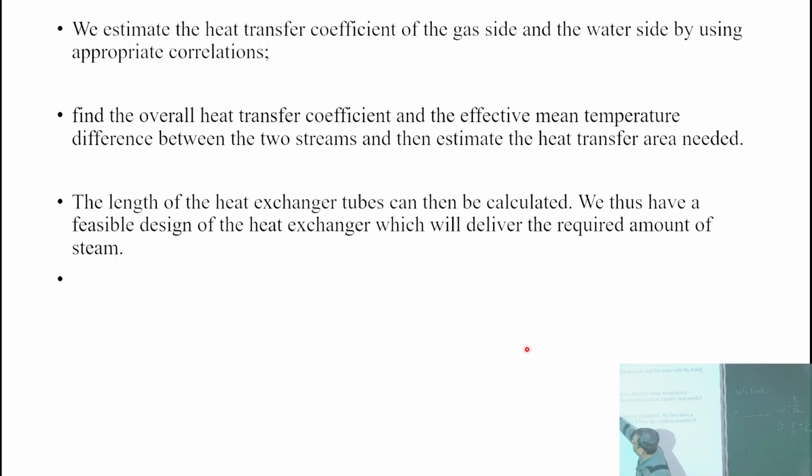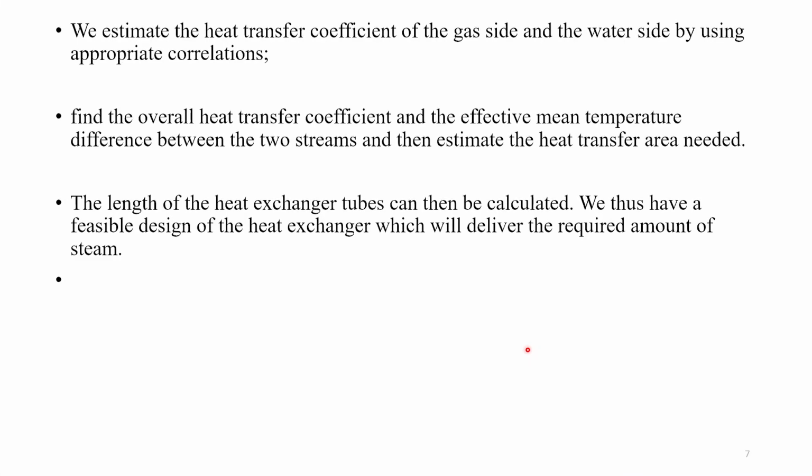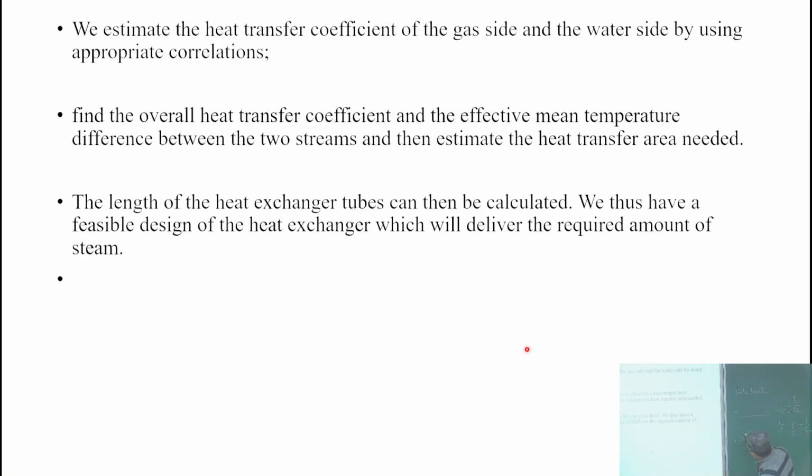We also got an overall heat transfer coefficient. So then based on this, it's like UA multiplied by an effective temperature difference. So UA and some delta T effective, this will give you what? Heat transfer, right? So the heat transfer you know, and so based on that, you can get the area. And once you get the area, then the length of the heat exchanger tubes can also be calculated.